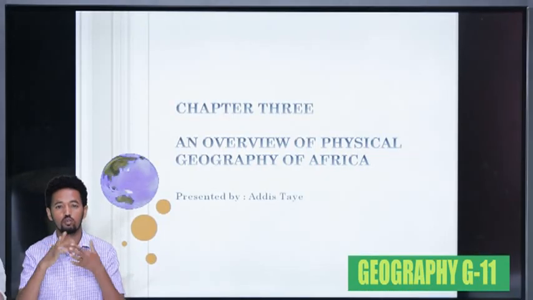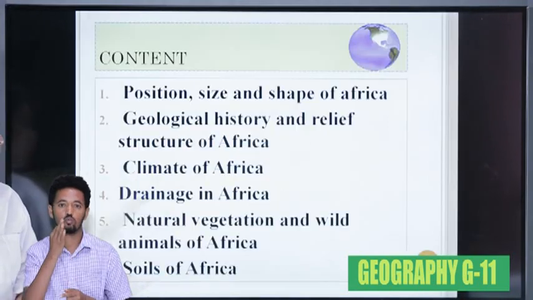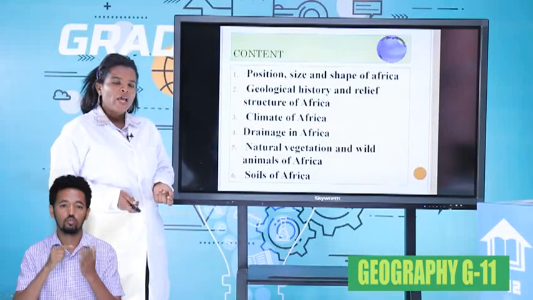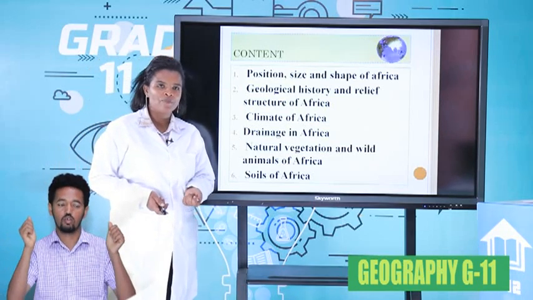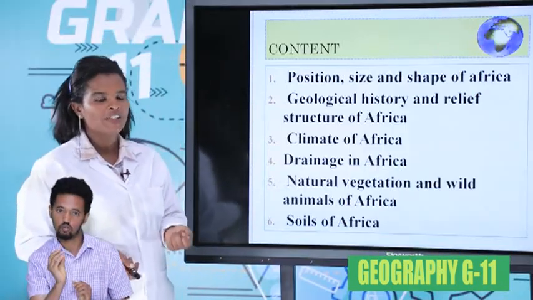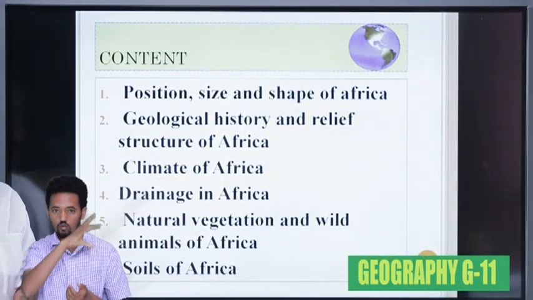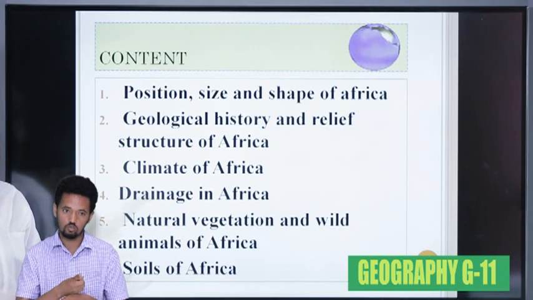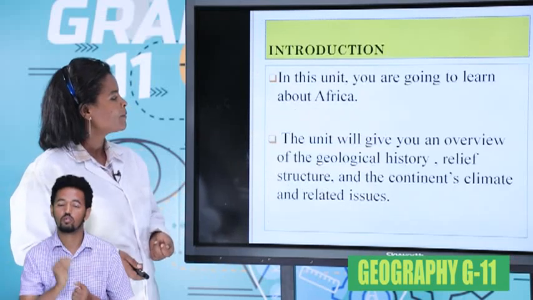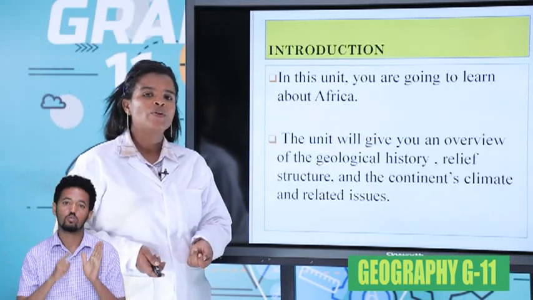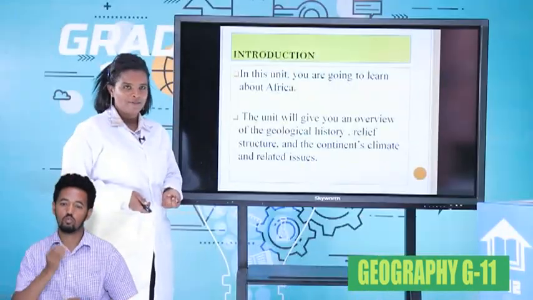The title of the unit is An Overview of Physical Geography of Africa. The content of the unit includes position, size, and shape of Africa, geological history and relief structure of Africa, climate of Africa, drainage in Africa, natural vegetation and wildlife of Africa, soils of Africa. The unit will give you an overview of the general physical characteristics of Africa.